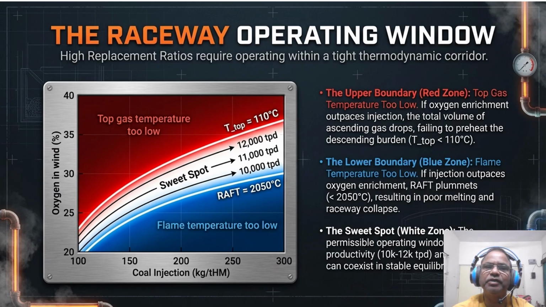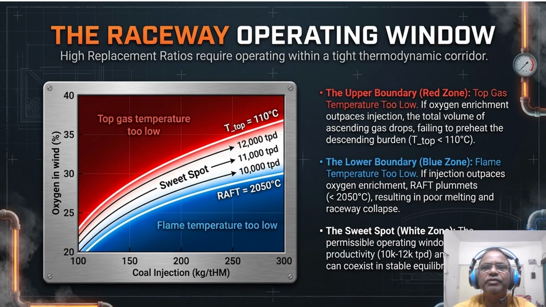The raceway operating window. This graph is the map of stability. The white central zone is the sweet spot. If you go into the red zone at the top, your oxygen enrichment has outpaced your injection and you would not have enough gas to preheat the burden. If you fall into the blue zone at the bottom, your injection has outpaced your oxygen. The flame plummets and the raceway collapses.